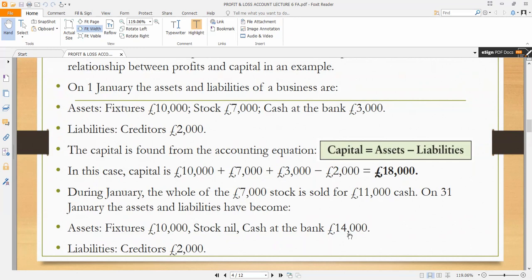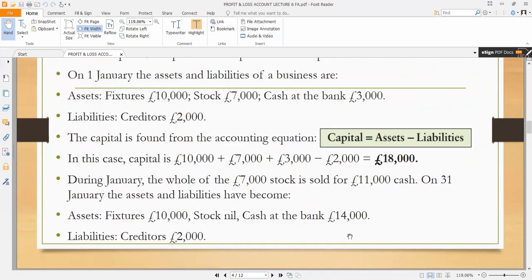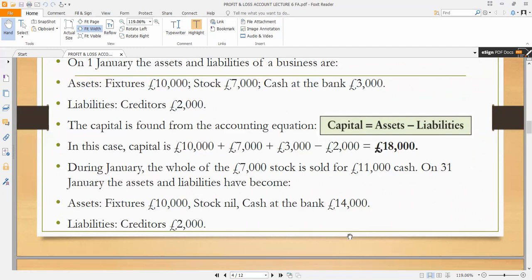We ordered it at, we spent 7,000 pounds, then we sold at 11,000. So now our new value is going to become fixtures and fittings. Of course we've got 10,000 pounds. Then stock, of course, we've got nil because we've sold all of it for 11,000. So we're going to have nil in terms of assets, meaning that the value has moved from assets to cash.